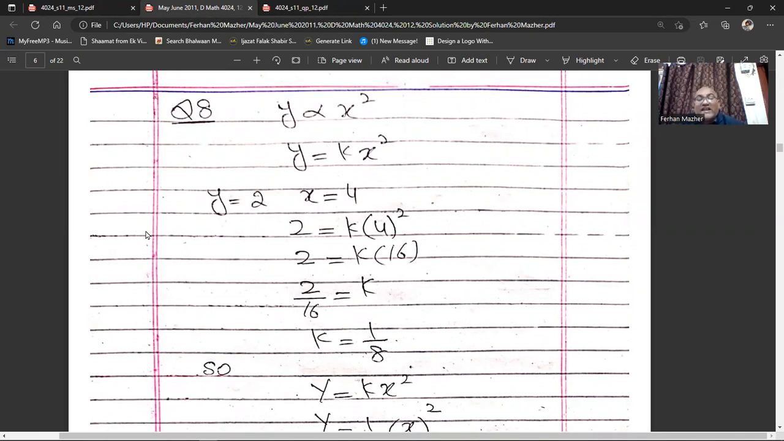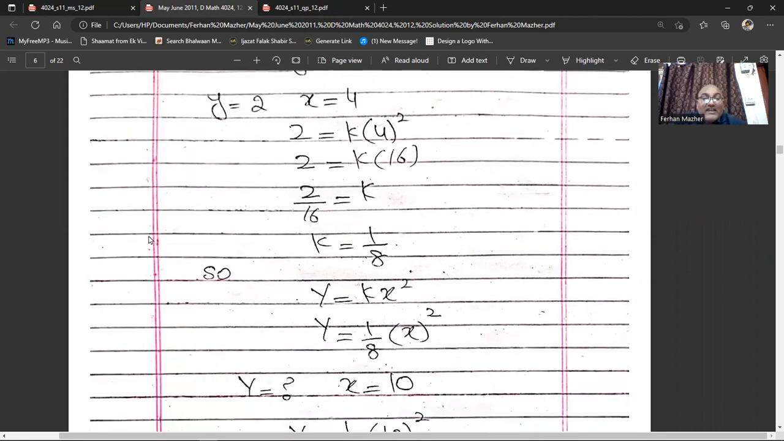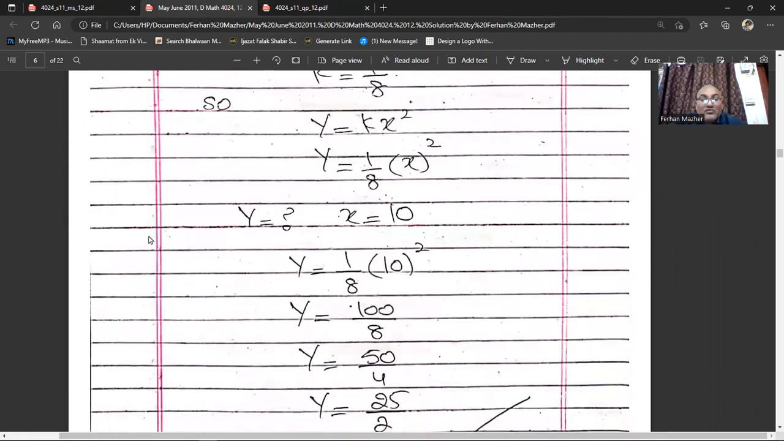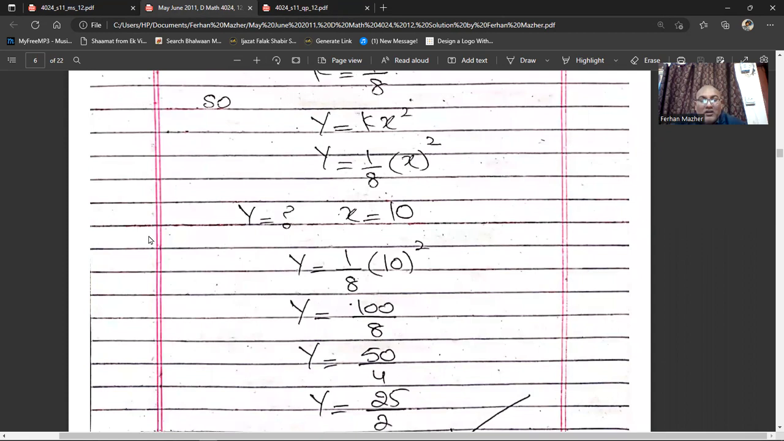So y is 2 when x is 4. So it means 2 is equals to k into 4 square. So 2 is equals to k into 16. So k is equals to 2 by 16. So the value of k is 1 by 8. So y is equals to kx square, and y is equals to 1 by 8 x square.